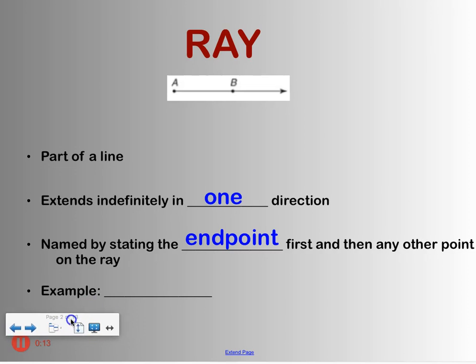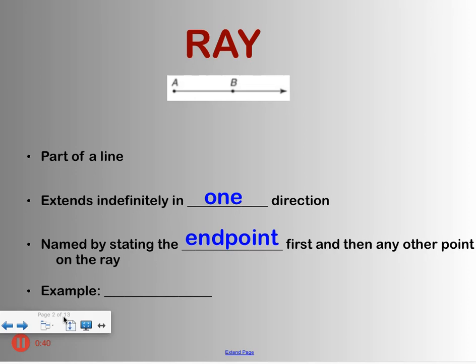Okay, our first thing we need to talk about is a ray. All a ray is, is a part of a line that goes on forever in just one direction. So that means it only has one endpoint. And we name it by this endpoint, and then any other point on the ray.